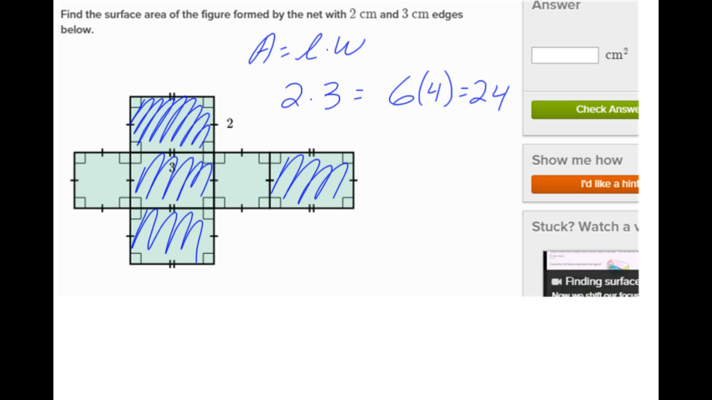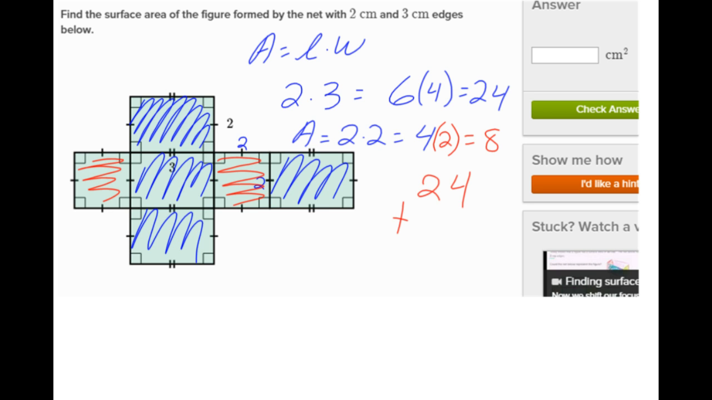But I have the squares left. And remember, a square is going to be 2 by 2. And the area of a square is going to be 2 times 2, which is 4. And notice I have 2 squares, so times 2 gives me 8. 24 plus 8 is 32. Hopefully you got it right.